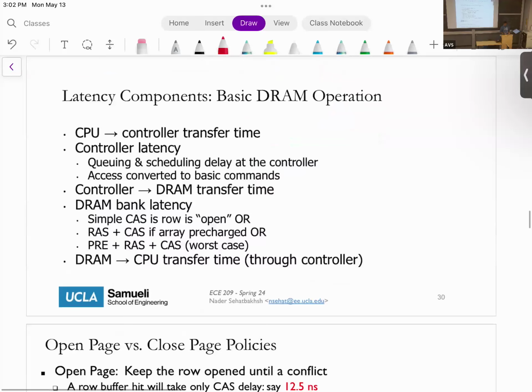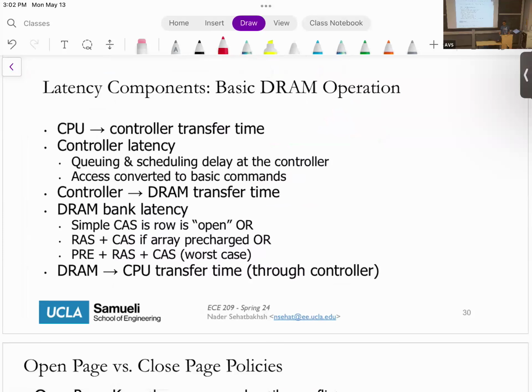So to summarize the basic DRAM operations and latency, and this is actually the part that you're gonna see a lot in your computer assignment 3, essentially the DRAM operations boil down into these different times. Okay, so of course, first the request should be initiated by the CPU. So this is the transfer time. This is just a regular latency between CPU and DRAM.